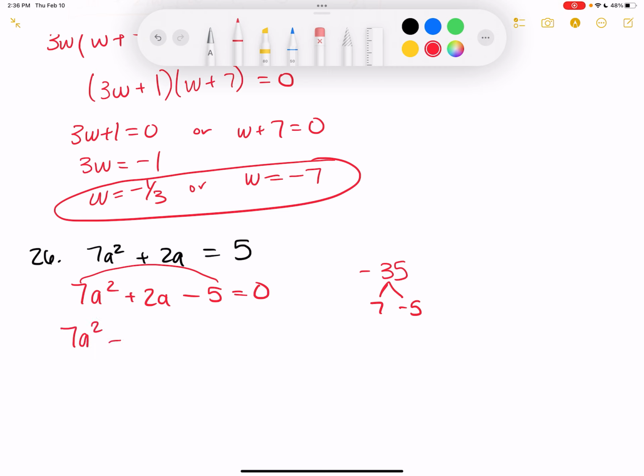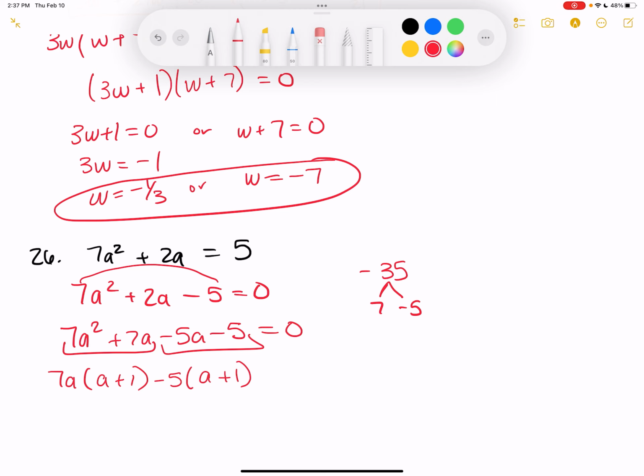7a squared plus 7a minus 5a minus 5 equals 0. What can I take out of this first one? 7a. What does that leave me with? A plus 1. What can I take out of this one? Negative 5. And what does that leave me with? A plus 1. So that gives you 7a minus 5 times a plus 1.